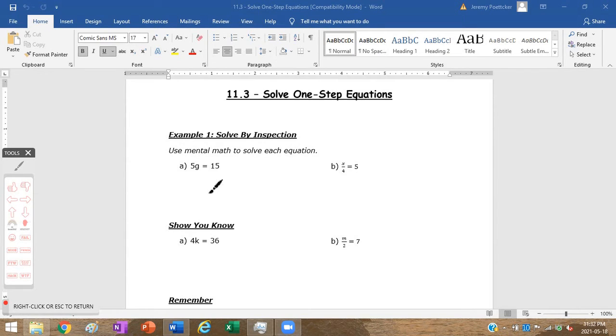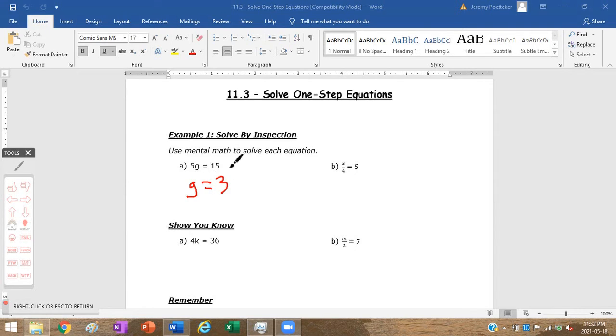For example, the first one here, 5 times g equals 15. So the question is, what are we looking for? We're looking to find out, okay, what is g equal to? So we're thinking 5 times what number gives us 15? And if we know our times tables, we know, oh, okay, g is equal to 3, because 5 times 3 is equal to 15.